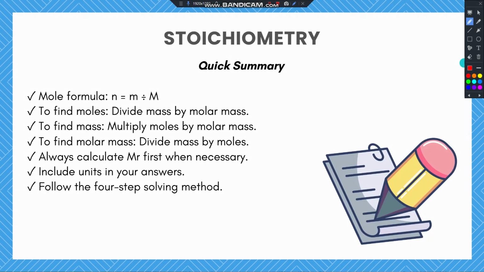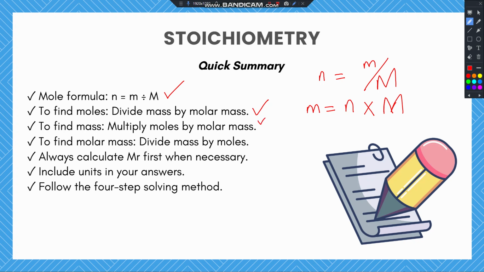So the summary of all we've been saying since the commencement of this video is the mole formula is simply n is equal to m divided by M. To find moles, divide mass by the molar mass. So the number of moles n is equal to the mass divided by the molar mass. That's what the second point is saying. To find mass m, you simply multiply moles by the molar mass. So to find m, m will be equal to the number of moles times the molar mass M.